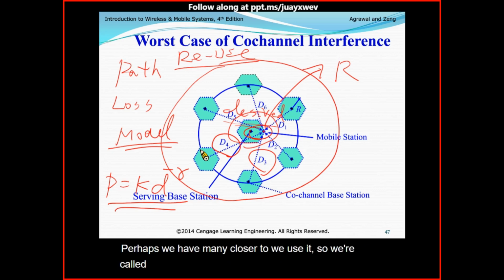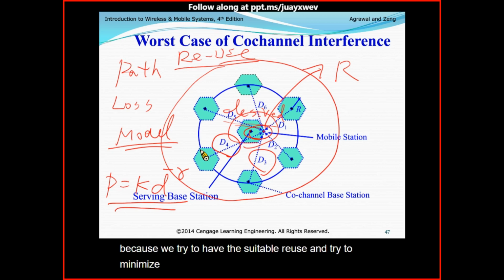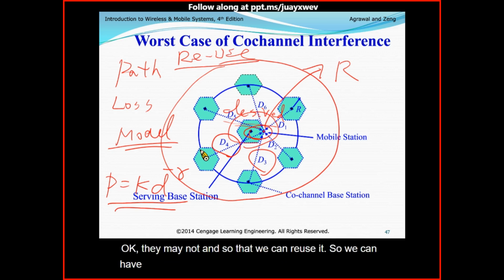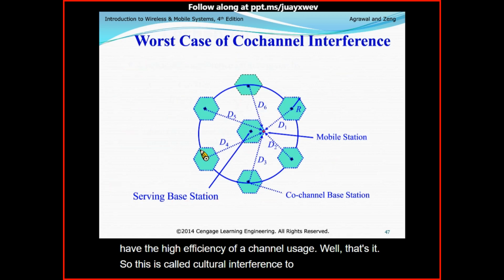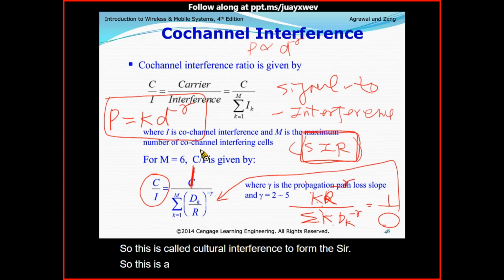Here, why do we base it on the reuse pattern? Because we try to have a suitable reuse distance and try to minimize the cochannel interference. Reuse and also minimize reuse distance, so that we can reuse it. So we can have high efficiency of channel usage. Well, that's it. So this is called cochannel interference to form the SIR. So this is a way to calculate SIR.